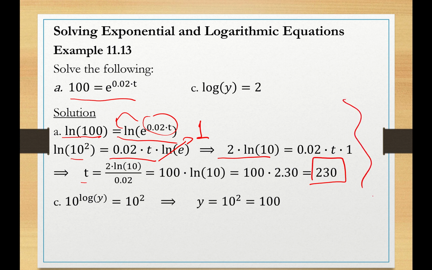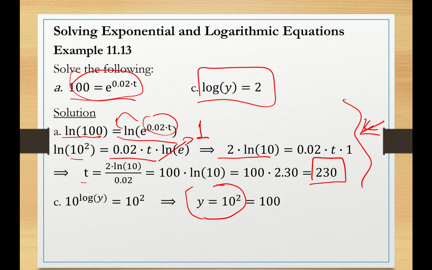Do you understand my point now of not being able to use your calculator unless you reorganize your equation first and solve for the variable? This is a routine equation in pharmacokinetics. This is called first order kinetics. Okay, now what about this one? Log of y equals 2. I can rewrite this as 10 to the log of y is equal to 10 to the 2, and of course y is equal to 10 squared, which is 100. Okay, because this log is the regular logarithm, it has a base of 10.